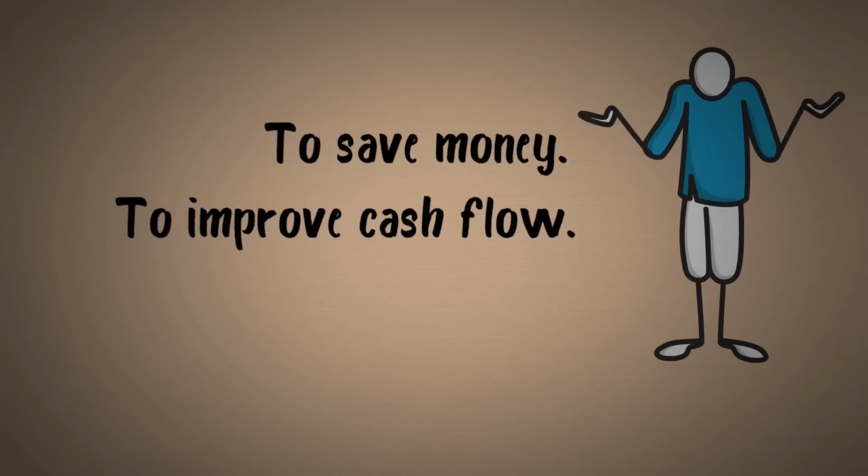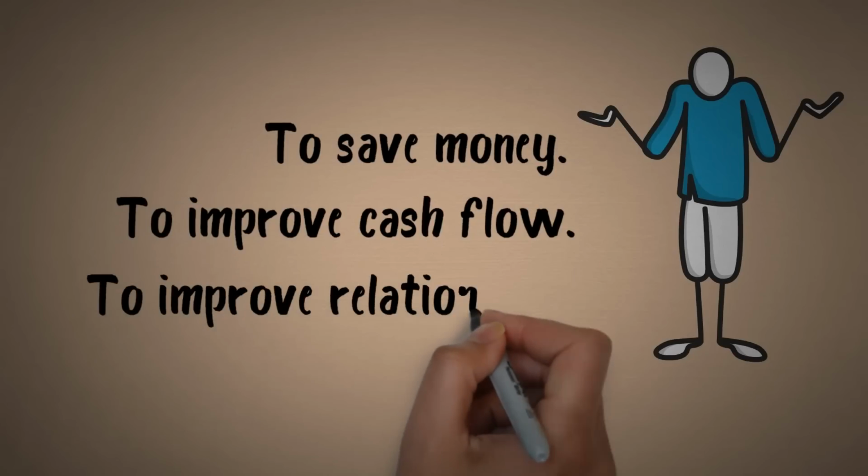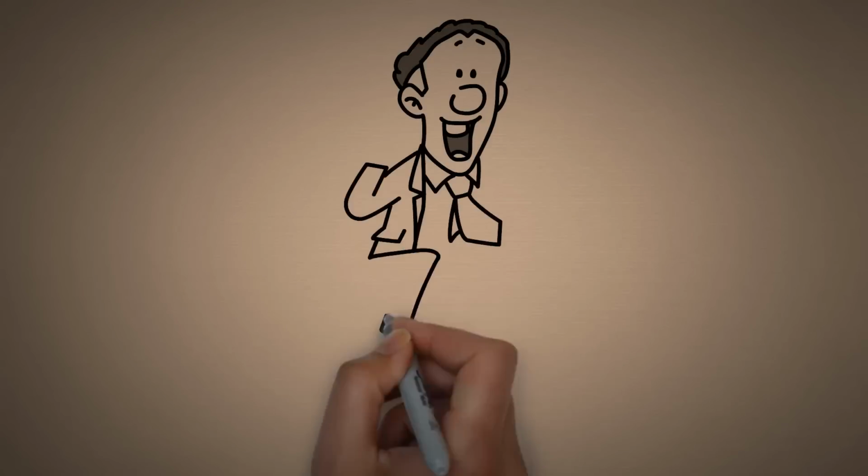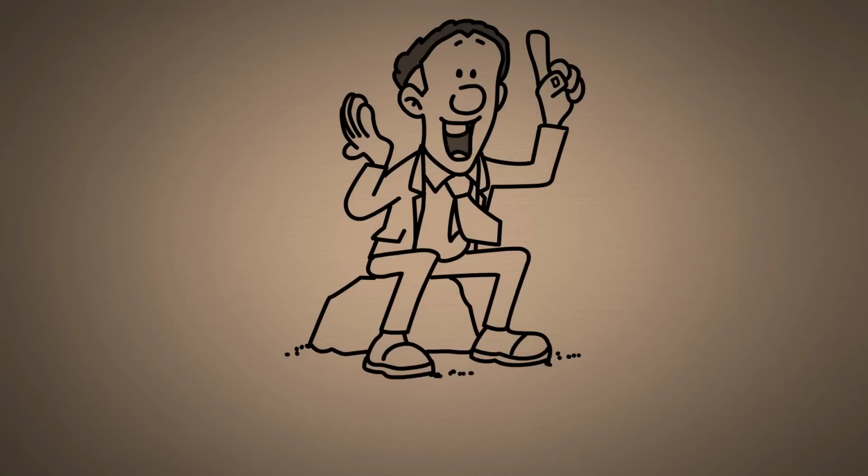3. To improve relationships with suppliers. If you're constantly late on payments, it can damage your relationships with suppliers. This can lead to them charging you more for goods and services, or even refusing to do business with you. How can you improve accounts payable? There are a few key ways you can improve your accounts payable process.